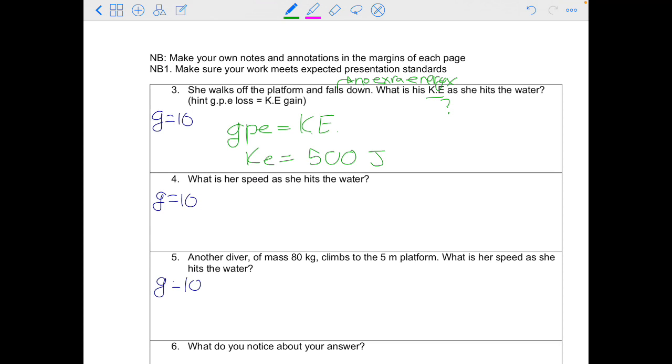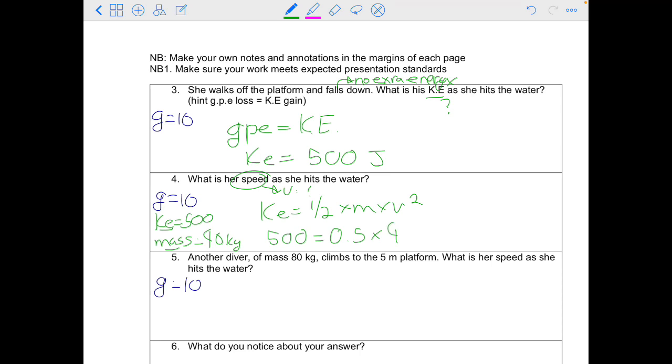We have our G. We know our kinetic energy is 500 joules. We know her mass is 40 kilograms. All right, so we have kinetic energy, we have our mass, we want to know the speed is what we don't know. So we write down our equation. So we have kinetic energy is equal to 1/2 times mass times speed squared. So our kinetic energy we have is 500. It's equal to 0.5 times 40 times speed squared.